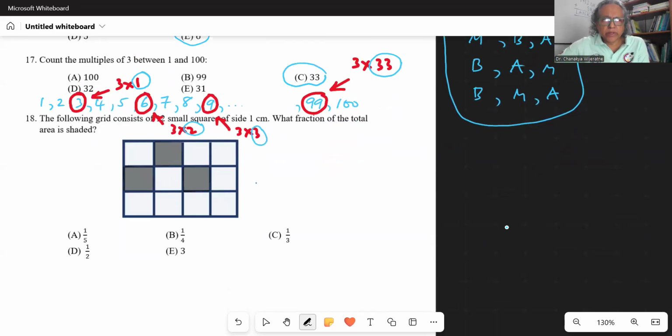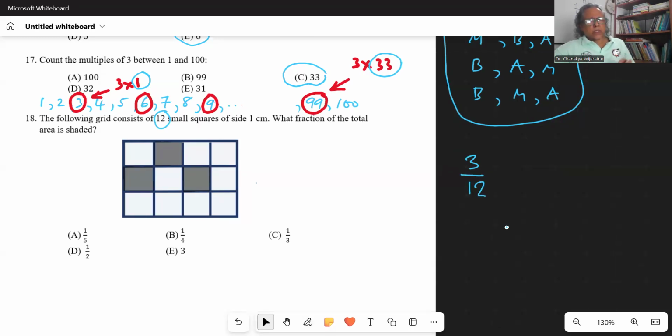Now I need to erase what I wrote just now, this is not clear. So the following grid consists of 12 small squares of side 1 centimeter. What fraction of the total area is shaded? We can see that 3 of those small squares are shaded, and altogether there are 12 small squares. So isn't the shaded area 3 over 12? Because 3 squares are shaded and altogether there are 12 squares.